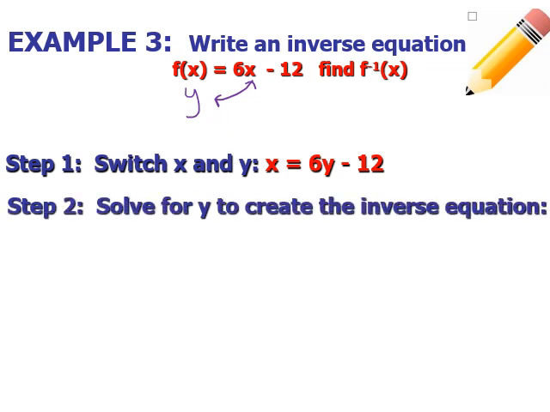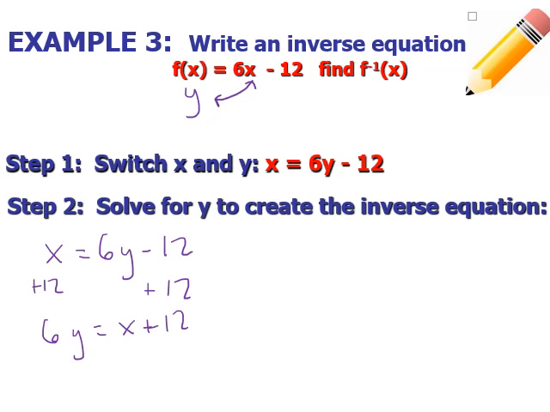Okay. My second step, I'm going to solve for y to create the inverse equation. So I had x equals 6y minus 12. I switch my x and my y. Now I'm just going to solve for y. I add 12 to both sides. I now have 6y equals x plus 12. I just flipped the equation around right away. And my last step in solving would be to divide all terms by the coefficient on y, which is 6. Those 6's are gone. I now have y by itself.